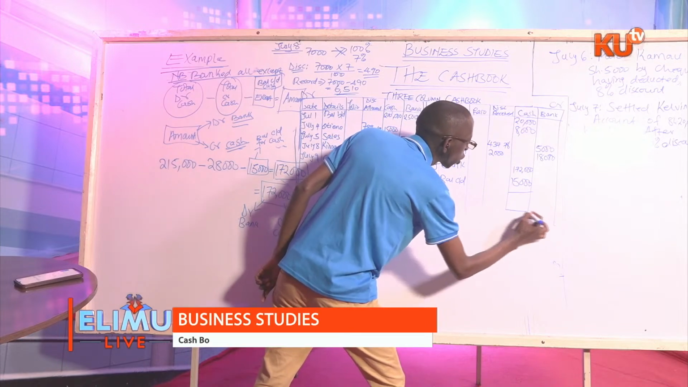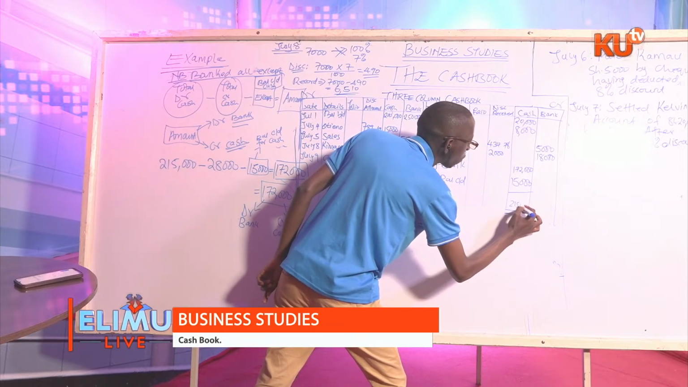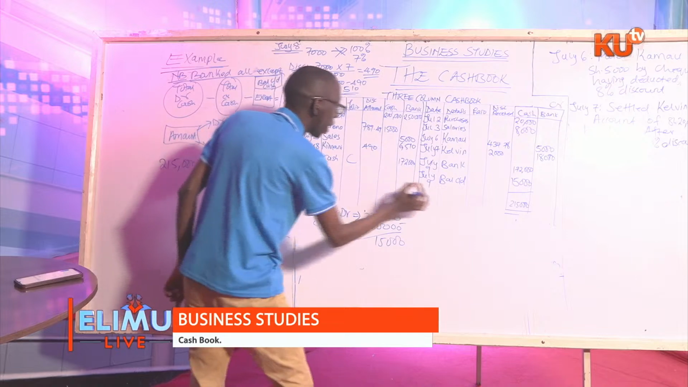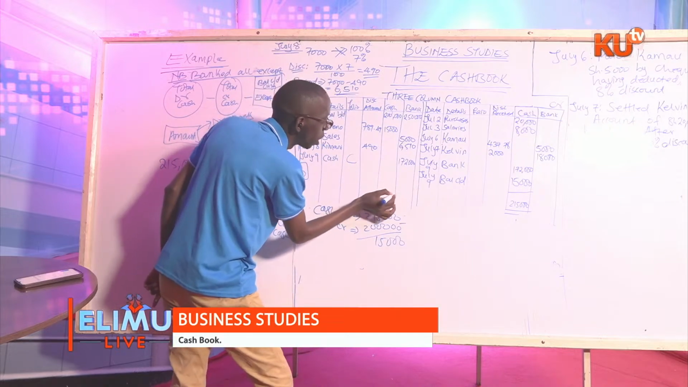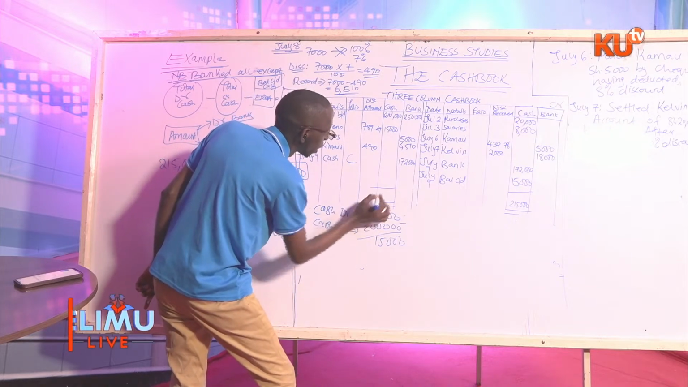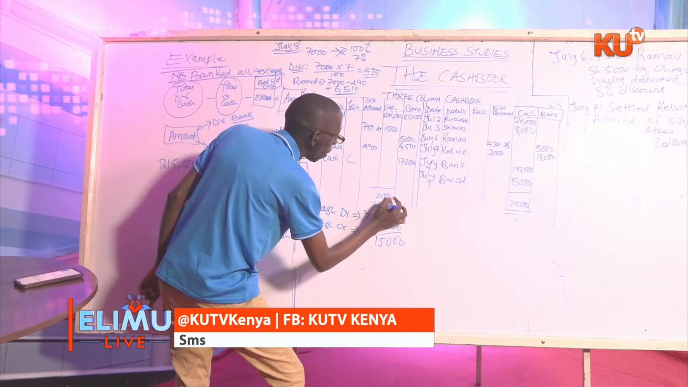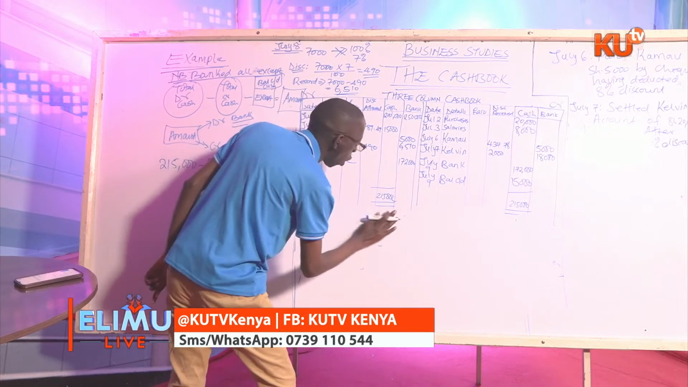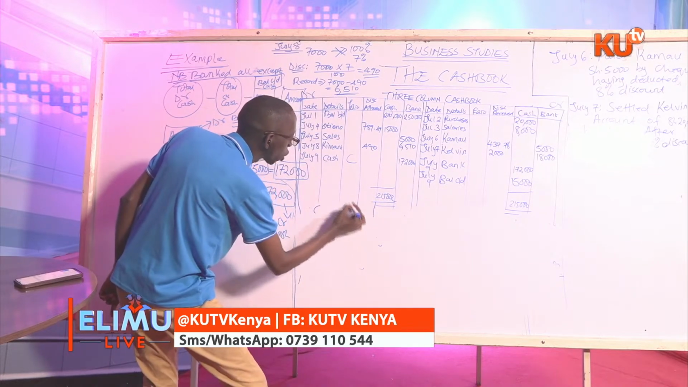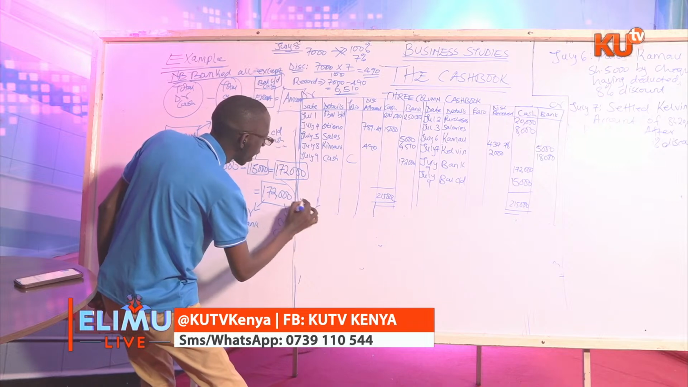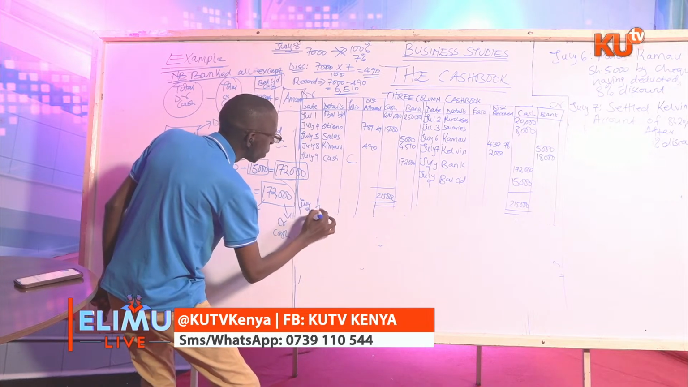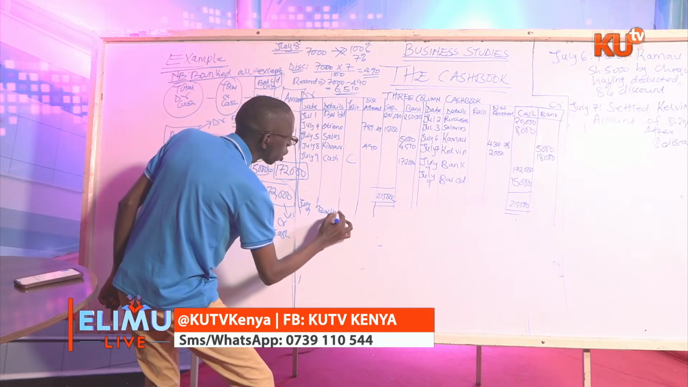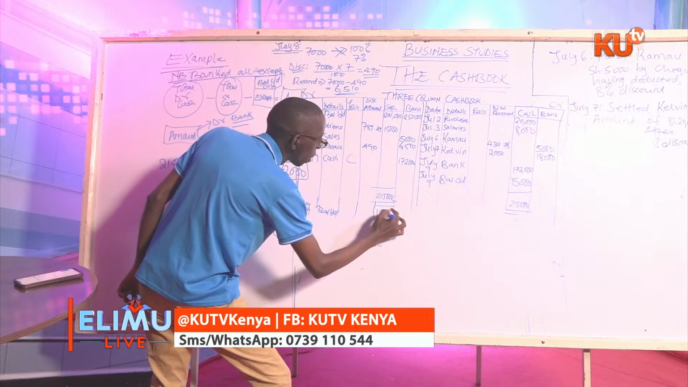Then you get the totals, and the totals for both sides will be 215,000. That is the balance for cash. Below the total, on the same July 9, you will have balance brought down, which is 15,000.